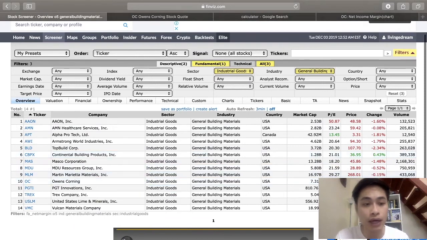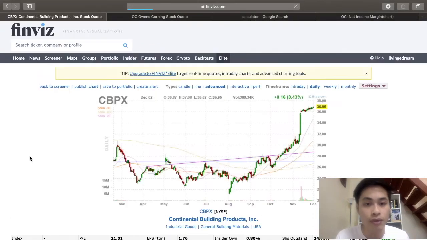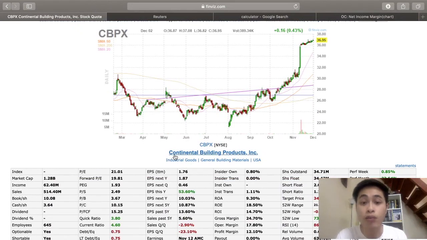So let's take a look at an example. Okay, let's take a look at Continental Building Products. Continental Building Products is in the same sector and industry as Owens Corning. We have the net profit margin of 12.1% here, but remember, when we are calculating for Owens Corning, we are calculating for the financial period between 2017 to 2018. But for FinVis, they are calculating the trailing 12 months.